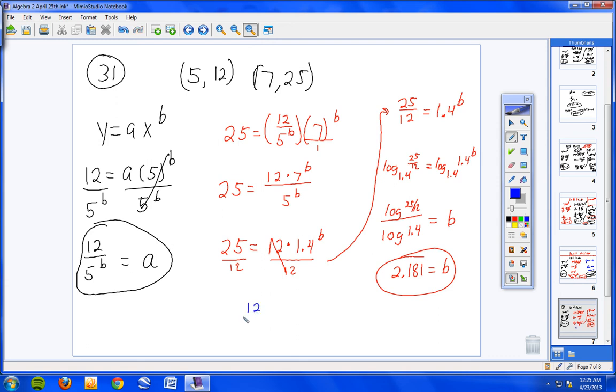So 12 over 5 to the 2.181 equals a. All right, and that would end up being 12 over, let me go ahead and get a decimal for you. It'd be 5 to the 2.181, 33.454. So 33.454, and now take 12 and then divide it by this number here, and you should get 0.3587.